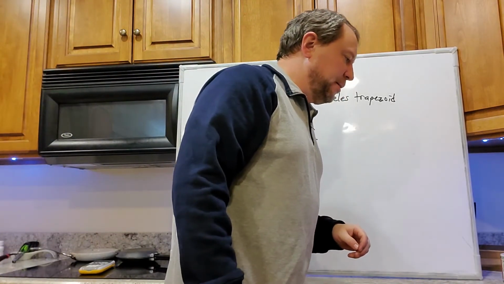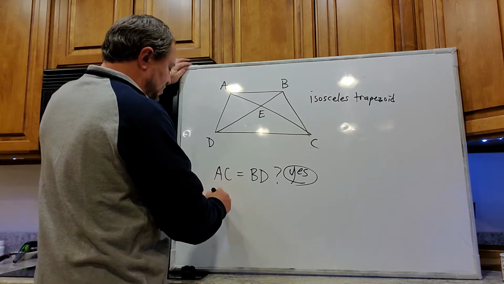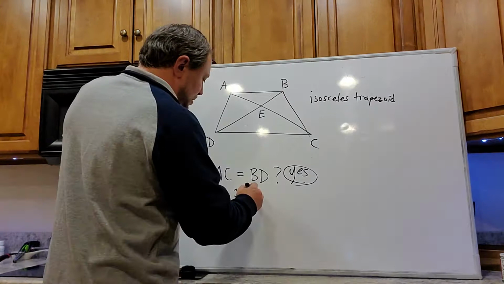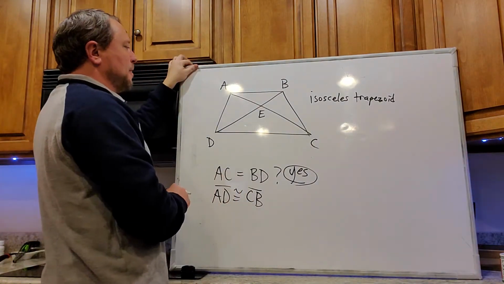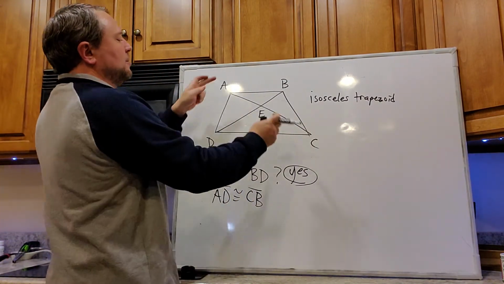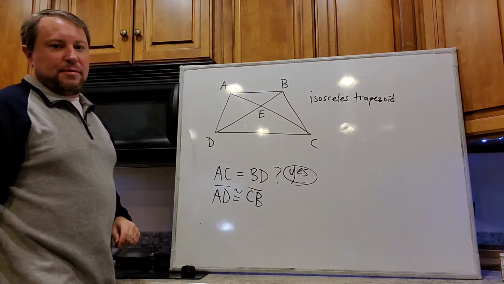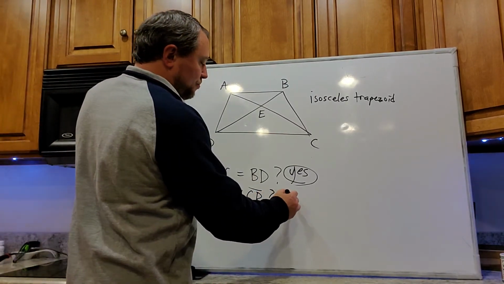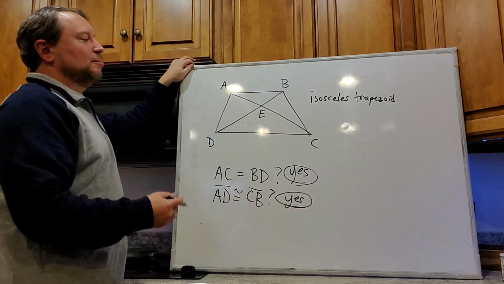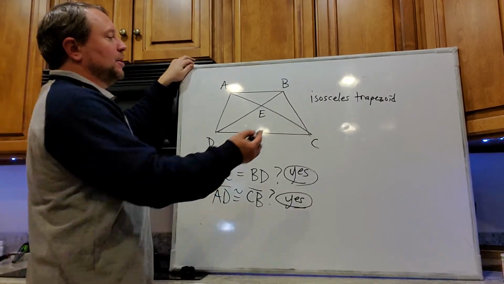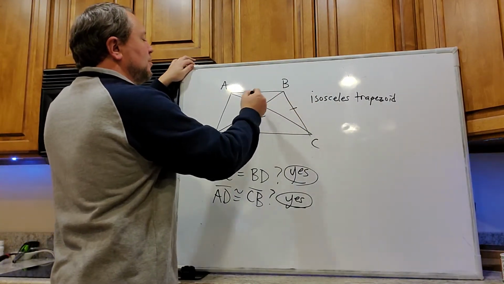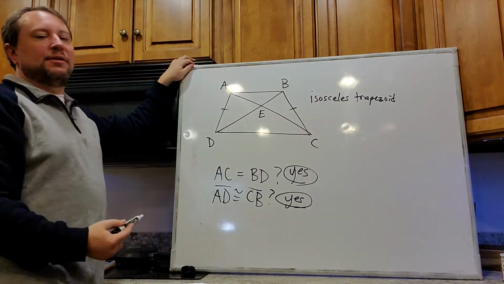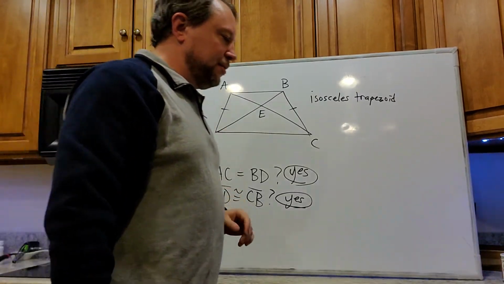But I want to ask you a few more questions yet about this picture. Here's my next one then. Is segment AD congruent to CB? You should be able to tell me yes. By definition of an isosceles trapezoid, right away, you know those two match. That's why it gets the name isosceles. It has to have two matching legs.